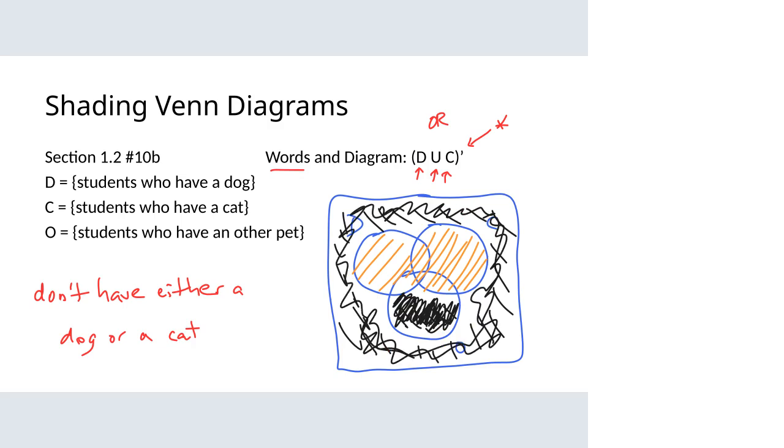Because it's everything but D union C. And those people don't have a dog or a cat. Some of them have other pets. Some of them don't have any pets. But they don't have a dog or a cat.